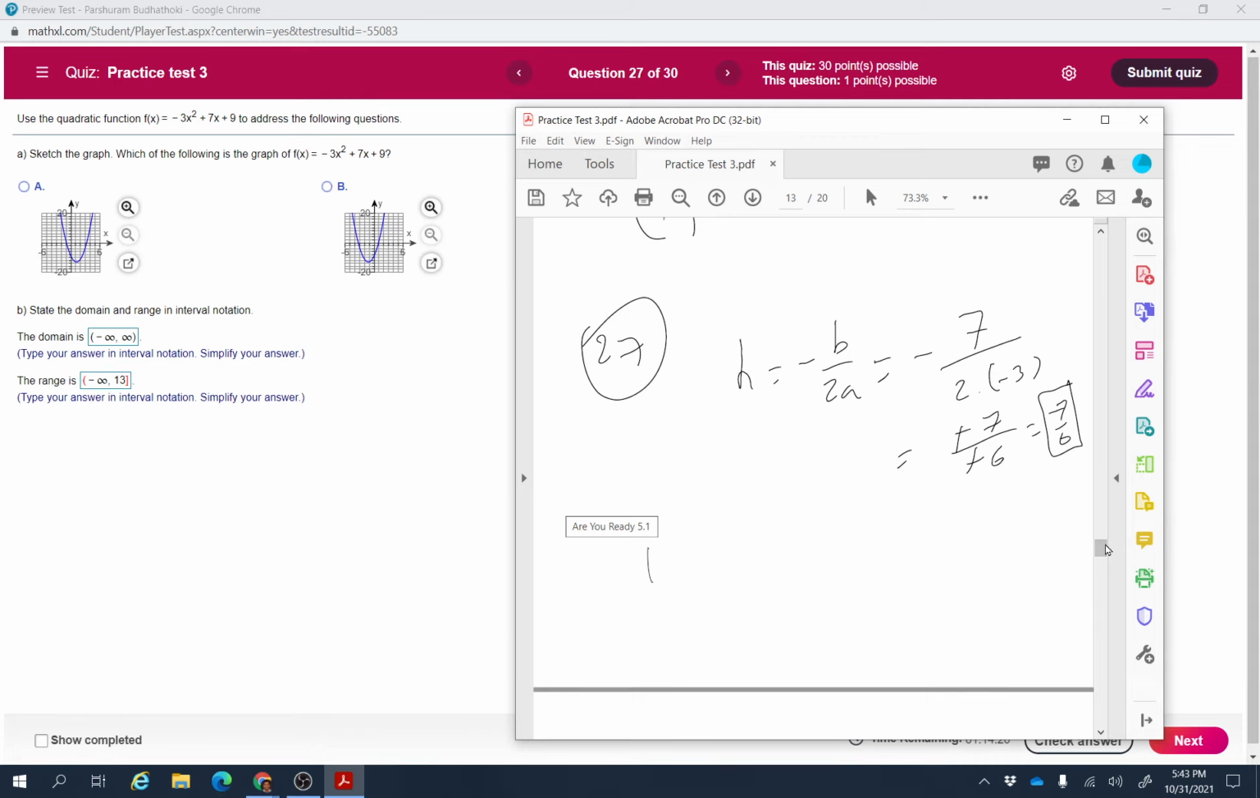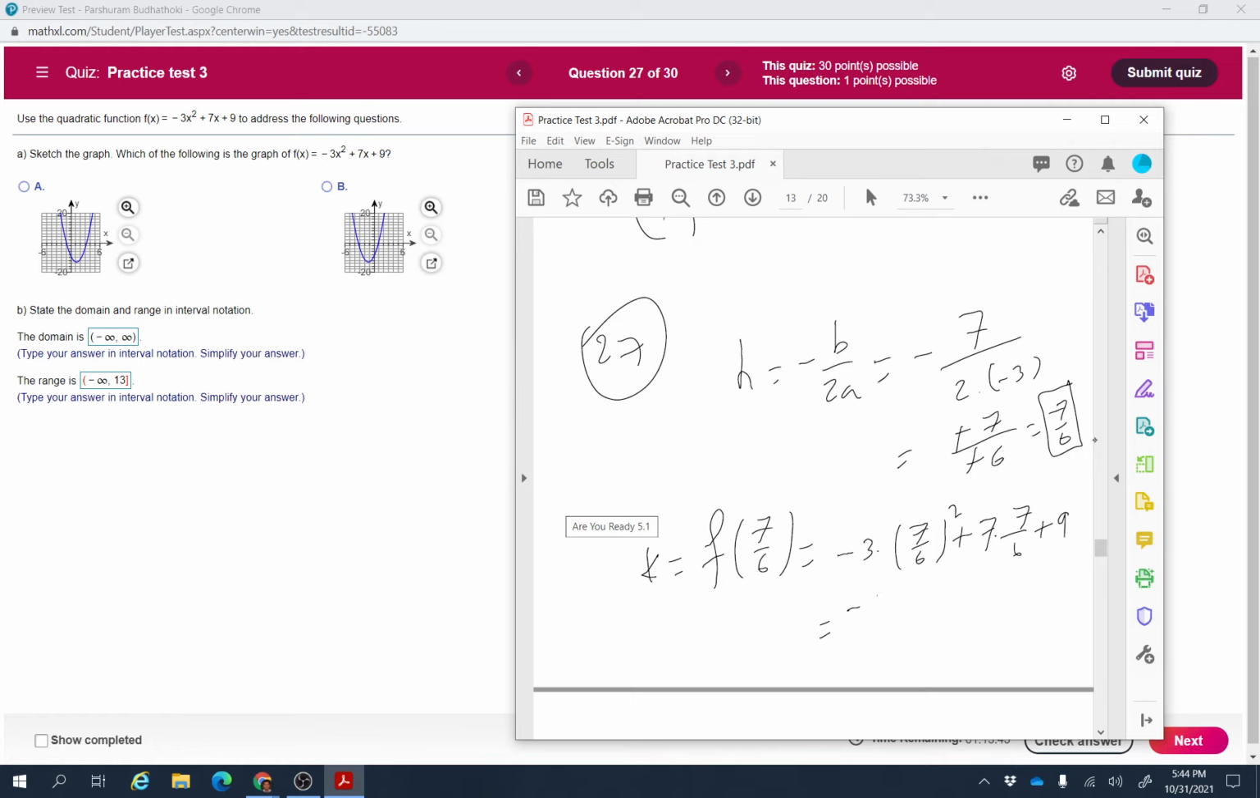So the y coordinate, which is k, is the value of the function at 7 over 6. So that's the reason that's not exactly 13. They want us to find out the vertex to answer this question. By looking at the graph, I thought maybe it's 13, but that's not right. Let's find the value of the function at 7 over 6, which is negative 3 times 7 over 6 whole square plus 7 times 7 over 6 plus 9. If you use your calculator, you can simplify your answer, type your answer in interval notation.